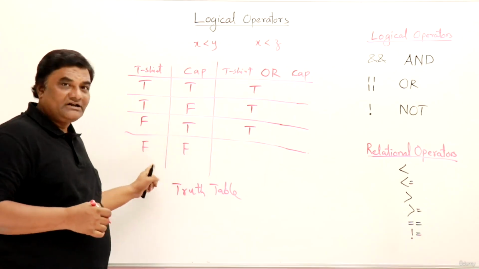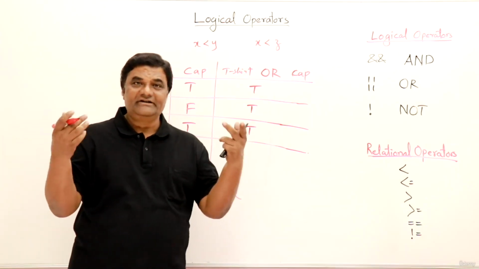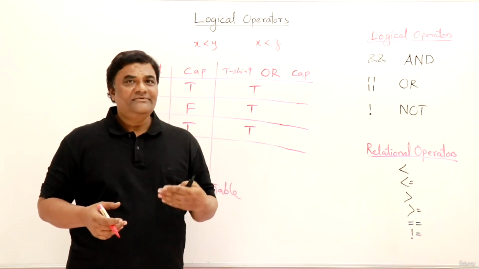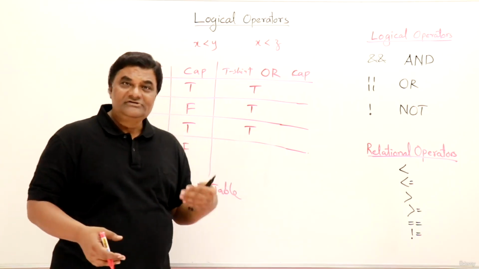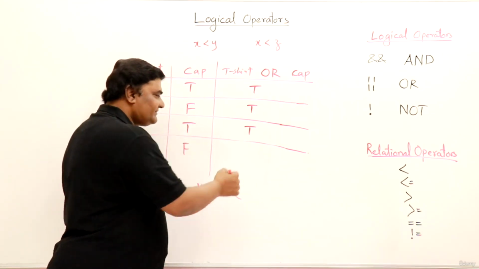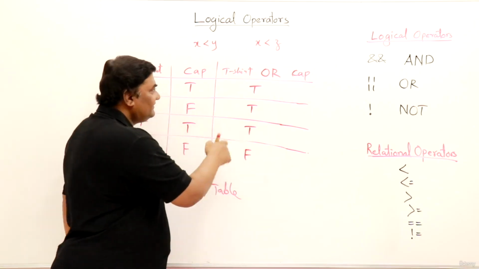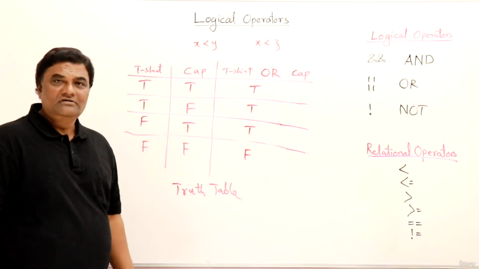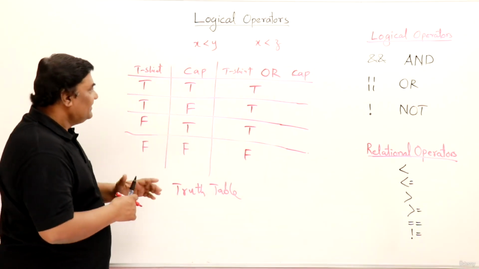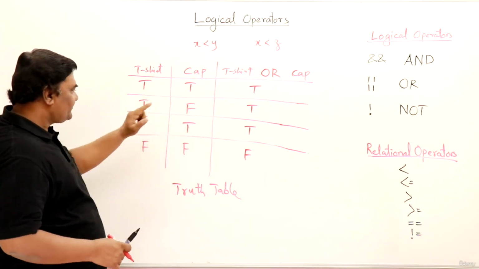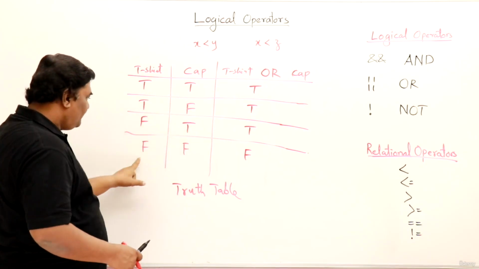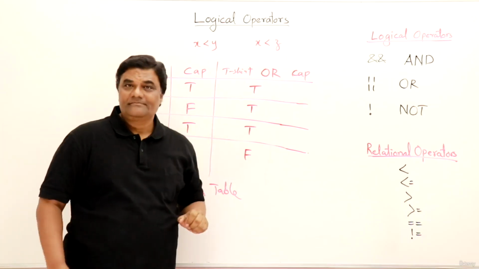Next, last one. Both are false. I am neither wearing t-shirt nor wearing a cap, but I am saying that I am wearing t-shirt or I am wearing cap. So none of them is true. Suppose none of them is true, then this is false. This is the truth table for OR. Now how to remember this one? If any one of them is true, it will be true. This is true, so it is true. This is true, so this is true. Both are false, then false.